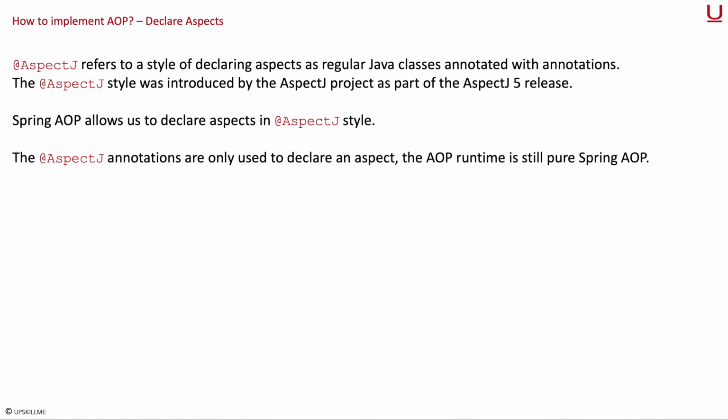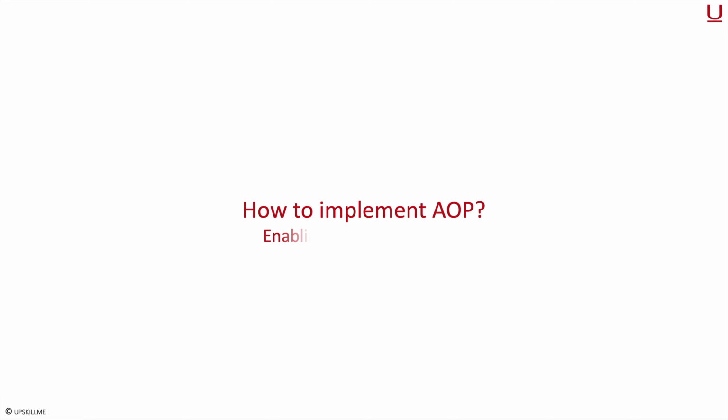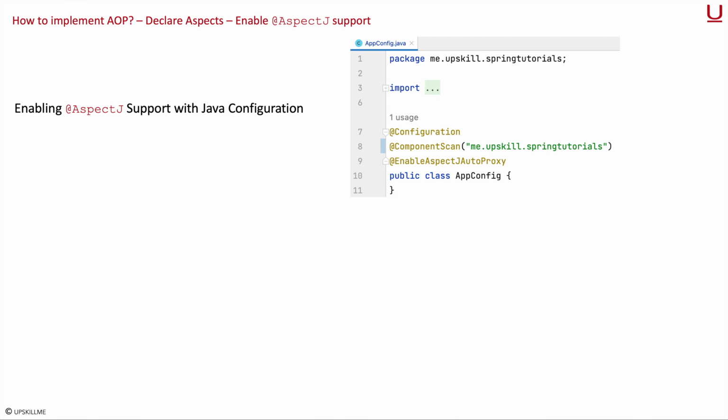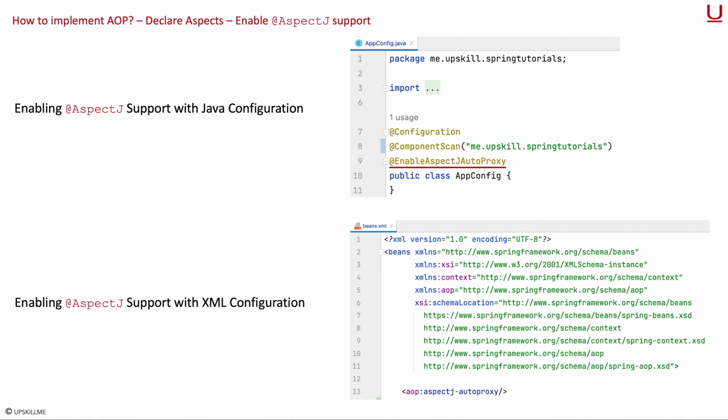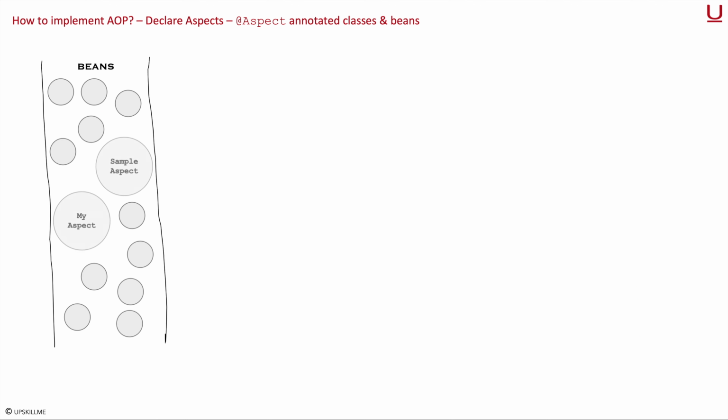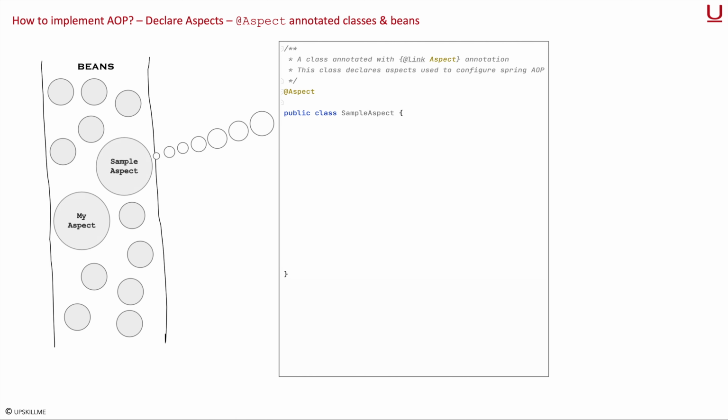To declare aspects using the AspectJ style, we first need to enable Spring support for interpreting AspectJ annotations. To enable AspectJ support with Java configuration, add the EnableAspectJAutoProxy annotation as shown in this example. To enable AspectJ support with XML-based configuration, use the aspectj-autoproxy element as this example shows. Any bean defined in the Spring application context with a class that is annotated with the Aspect annotation is automatically detected by Spring and used to configure Spring AOP.